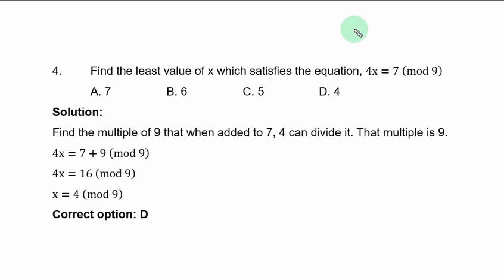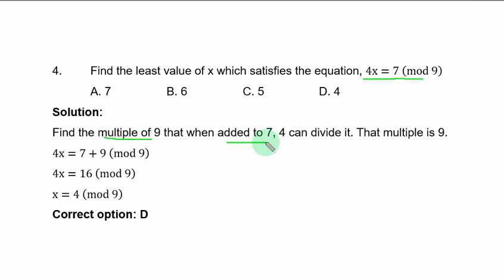Question 4. Find the least value of s which satisfies the equation 4s equal to 7 modulo 9. Solution. Find the multiple of 9, that is the given modulo, that when added to 7, 4 can divide it without remainder. That multiple is 9.